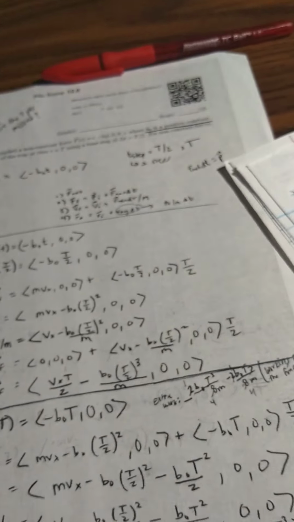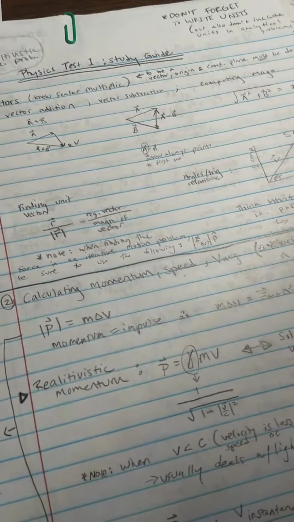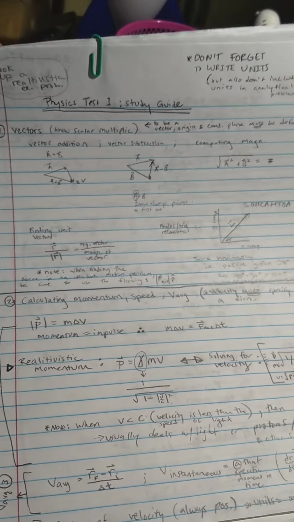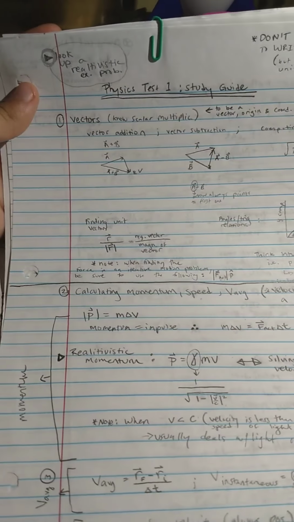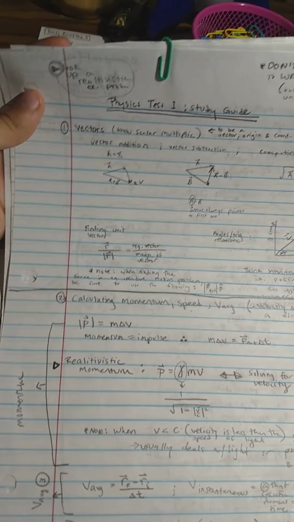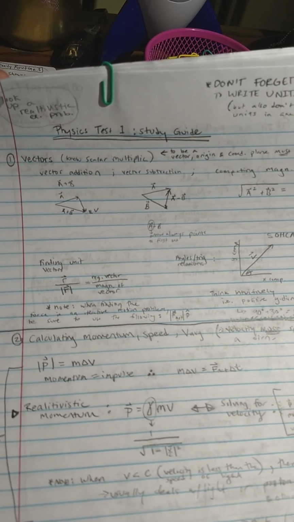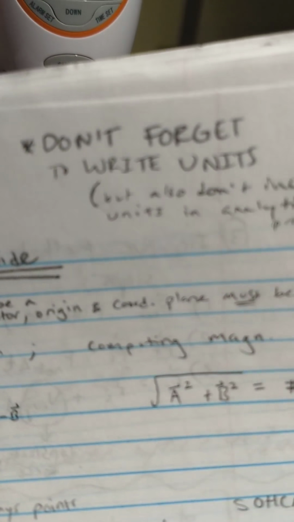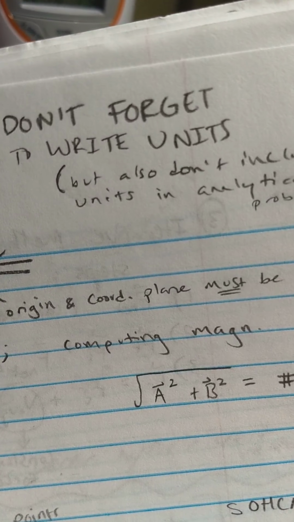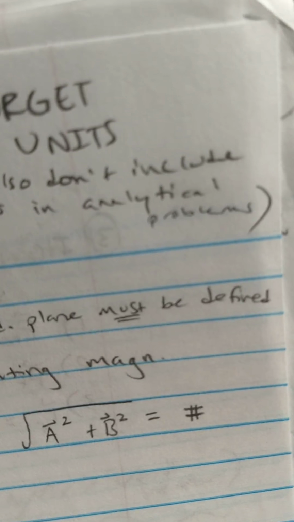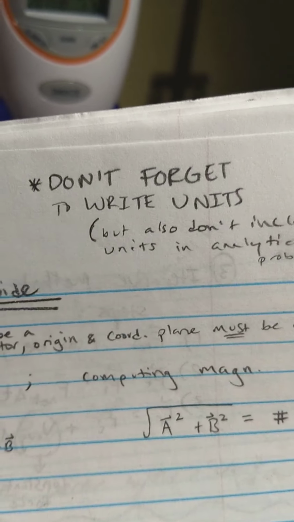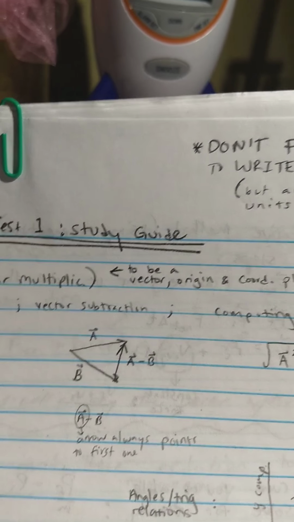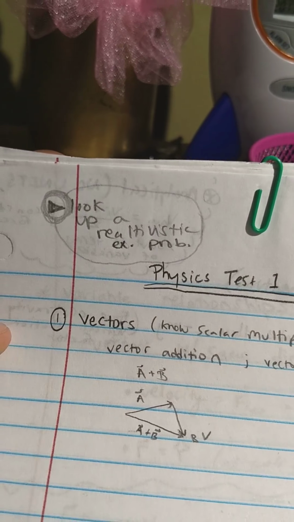What I did to study for the test, you can see here, I made kind of like a crib sheet type thing. I know we can't use it on the test, but it's just for concepts to make sure I understood. And I just put notes, like here I said don't forget to write units, because there was a point where I kept forgetting to write units. But then I also said in analytical problems, if you include units, you get points off, so I wrote that.